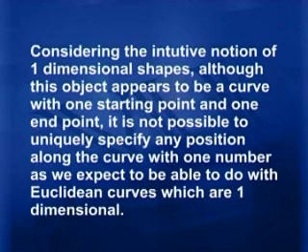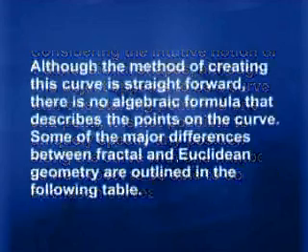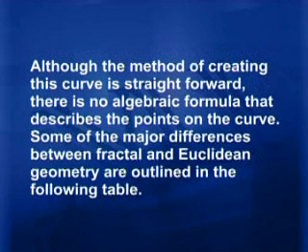with one starting point and one end point, it is not possible to uniquely specify any position along the curve with one number, as we expect to be able to do with the Euclidean curves, which are one-dimensional. Although the method of creating this curve is straightforward, there is no algebraic formula that describes the points on the curve. Some of the major differences between the fractal and Euclidean geometry are outlined in the next table.